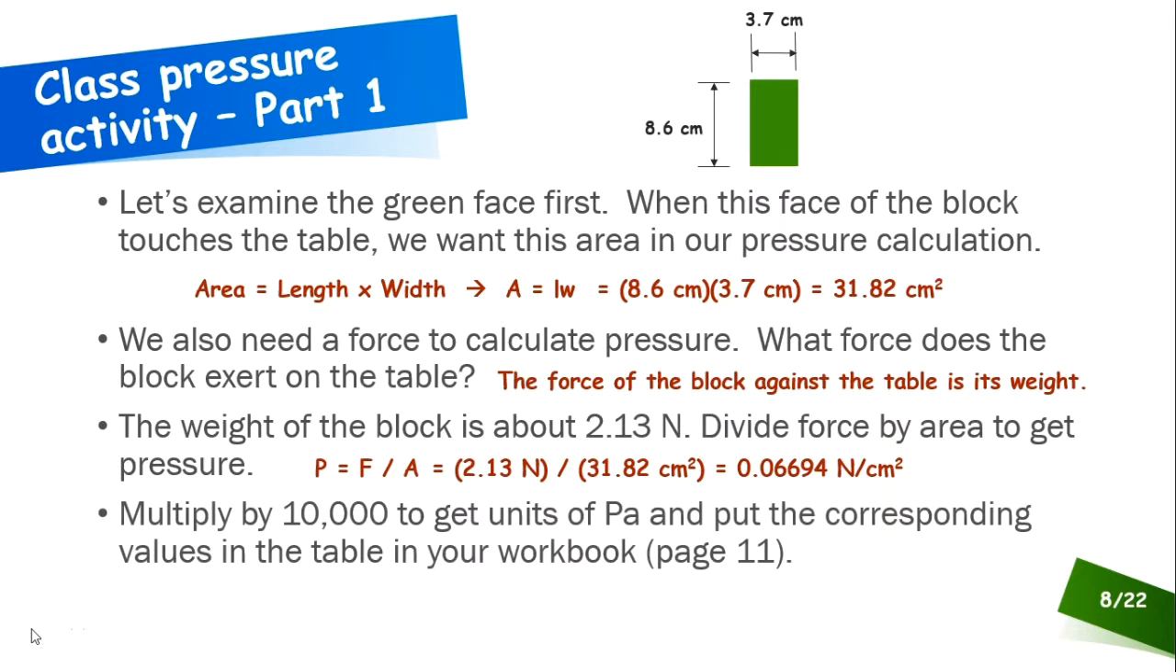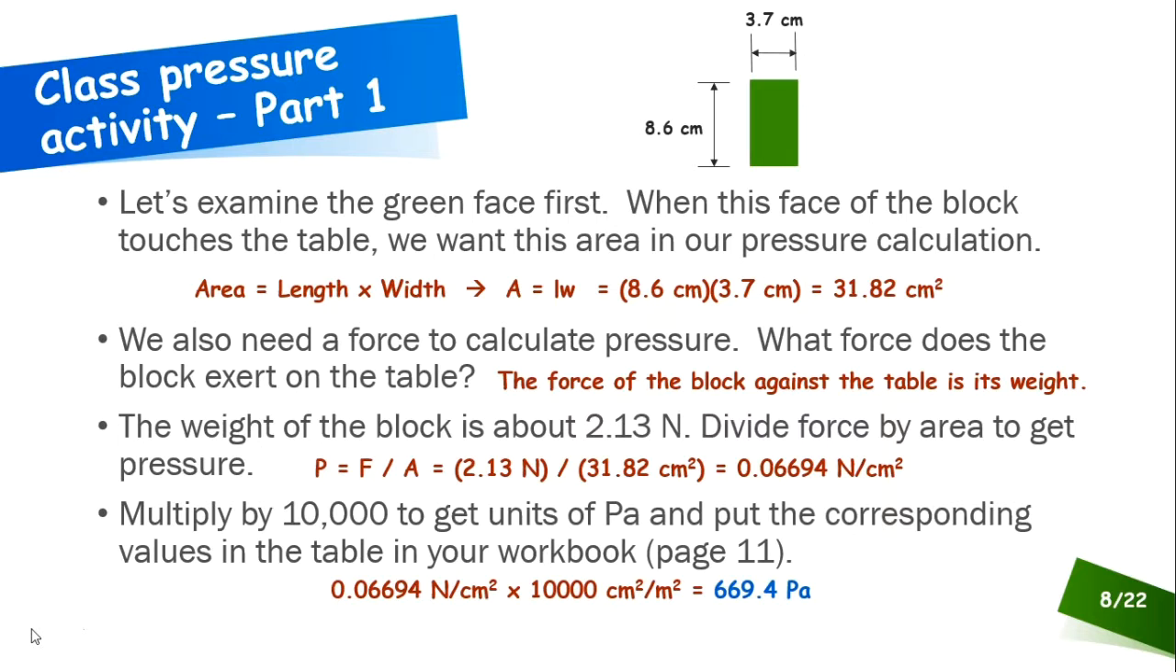If we multiply that by 10,000, we can get the units of Pascal, because remember, Pascal is the unit of pressure that we typically use when we're reporting measurements. And there's a table there on page 11 in your workbook that you can fill in for the first part of this activity. So I take the 0.06694 and I multiply by 10,000. The reason why we do this is because we have newtons per square centimeter, but a Pascal is a newton per square meter. So we've got to change the square centimeters to square meters.